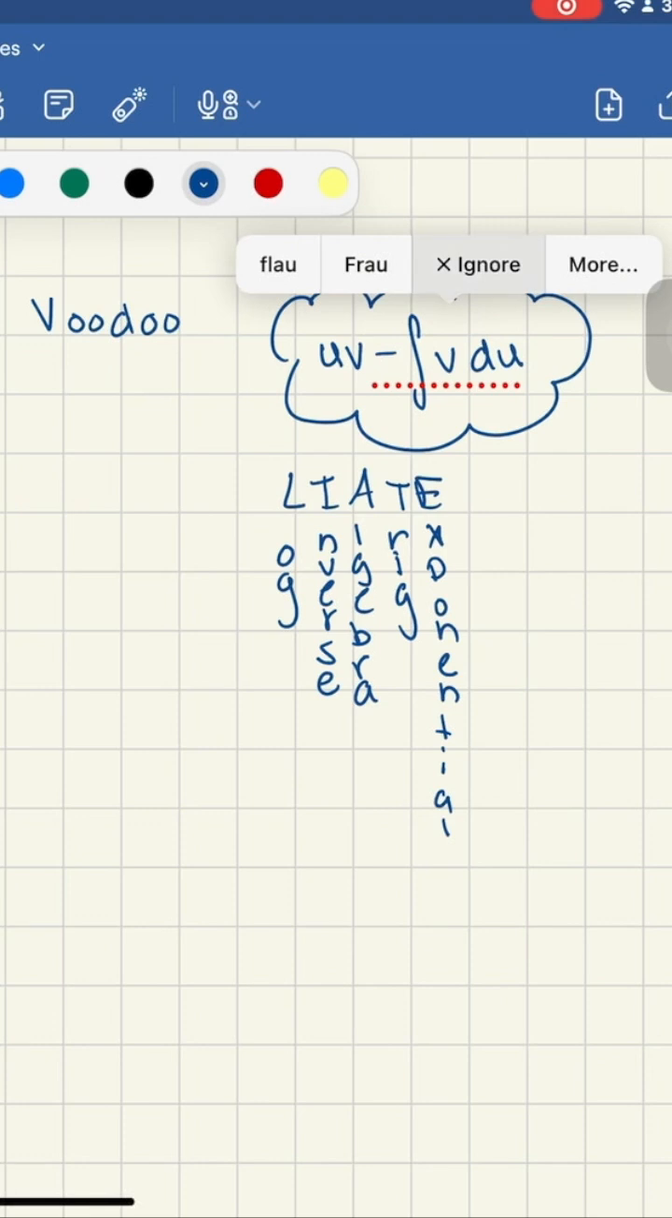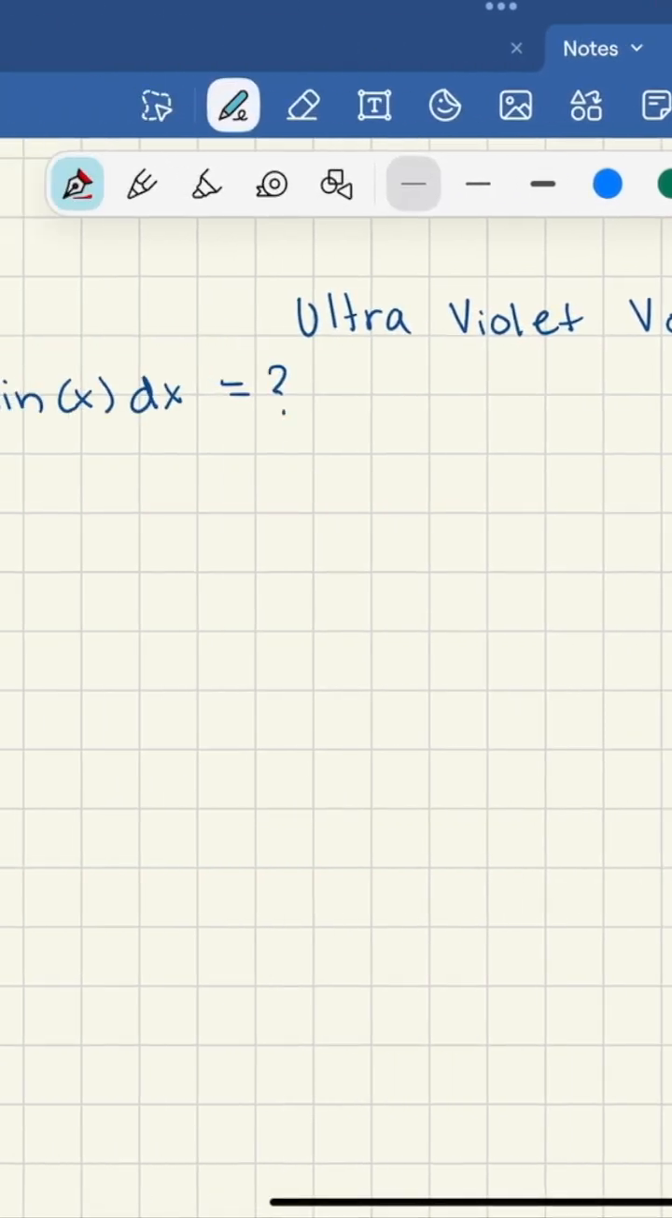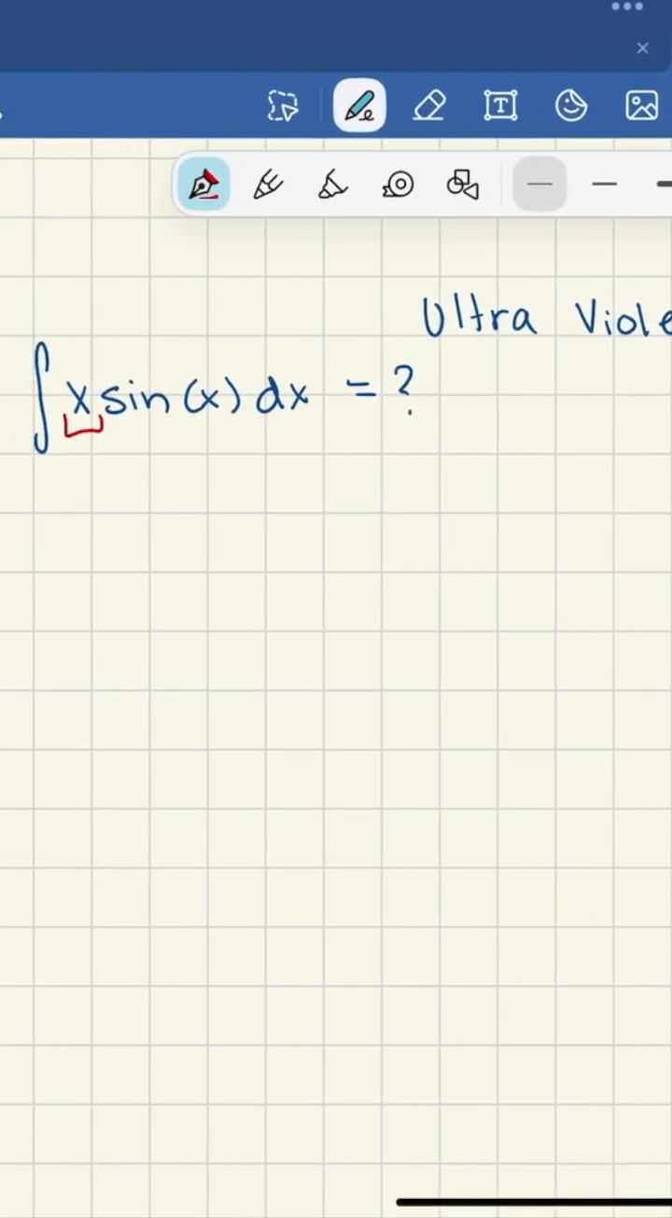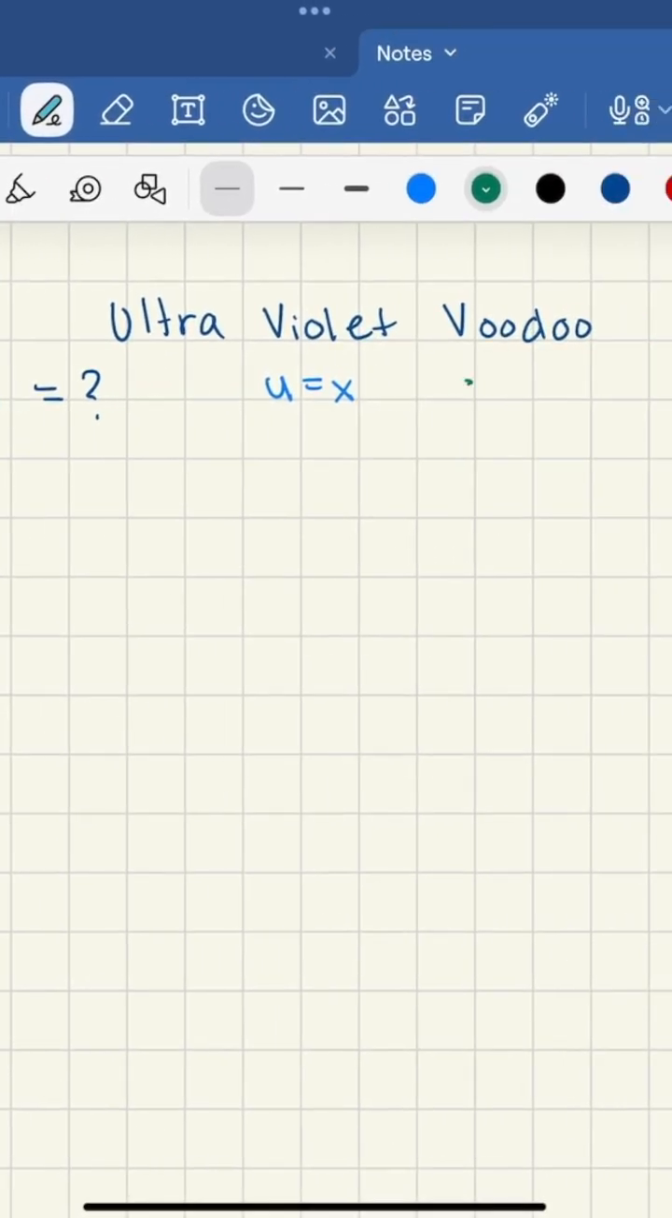In this problem, we have an algebraic function, which is x, first. So since our x is first, that is going to be our u, which leaves our sine x to be our dv. When we find our du, we just take the derivative of u. So the derivative of x is 1, and when we find v, we take the integral of sine, the antiderivative, which is negative cosine x. All we have to do now is plug it in to our formula, if you will.